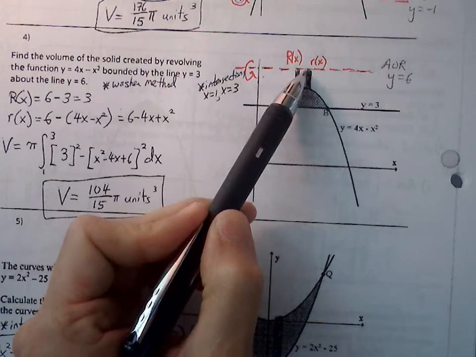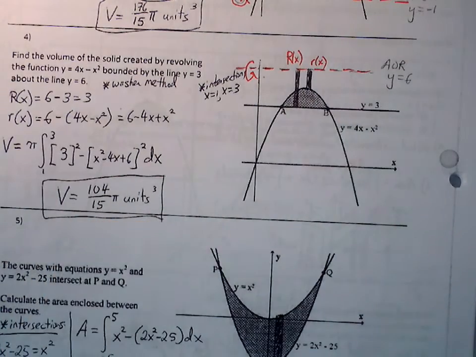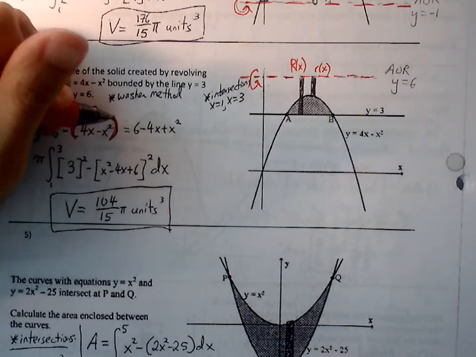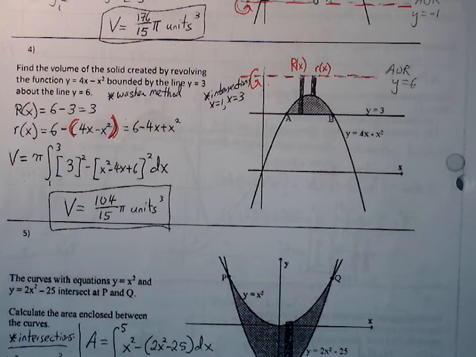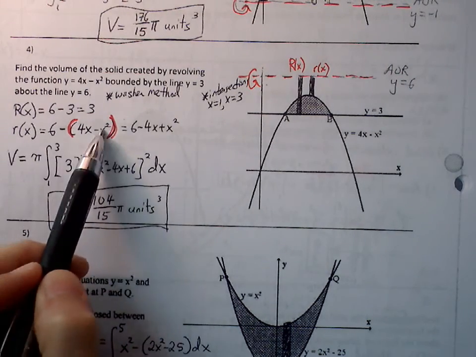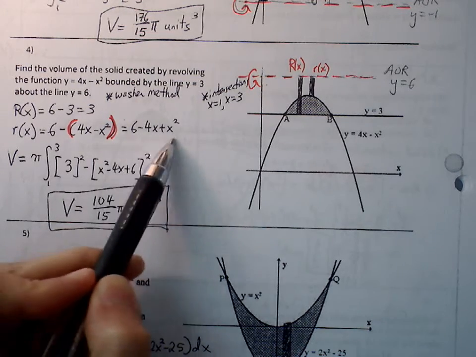For little radius, we do 6 minus the curve, so 6 minus, now it's important that we protect the bottom function with a set of parentheses, otherwise we're going to forget to distribute this negative through. So 6 minus 4x plus x squared cleans up to be, so this is as far as we can go.